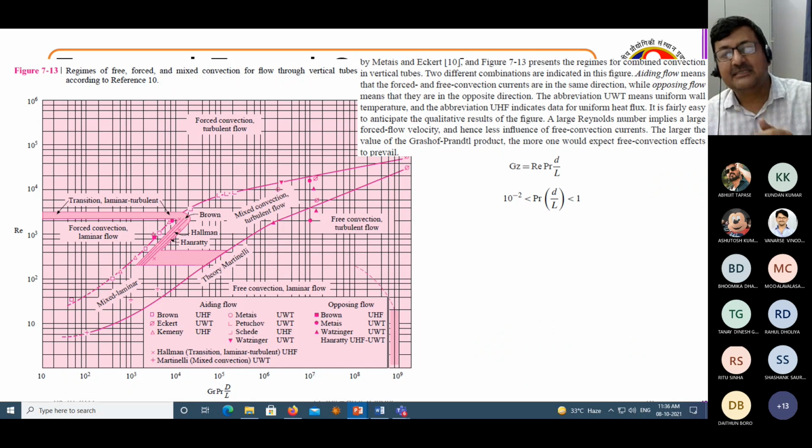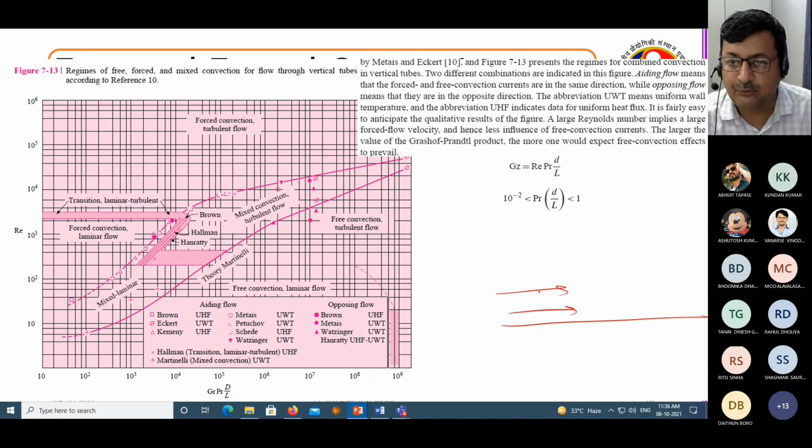And opposing means, suppose forced convection is in this direction, but free convection is working against the flow. Say suppose you have a flow, and you have a flat plate. You are forcing the flow to happen in this direction, and then you have a temperature gradient. Say suppose this is hot and this is T infinity, which is cold.